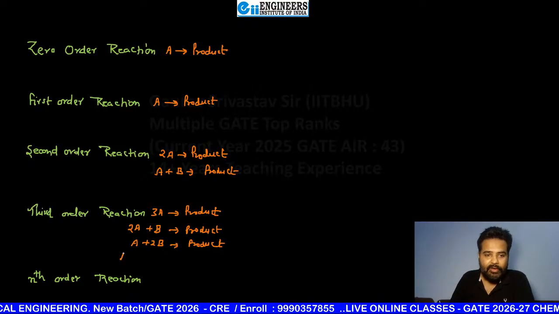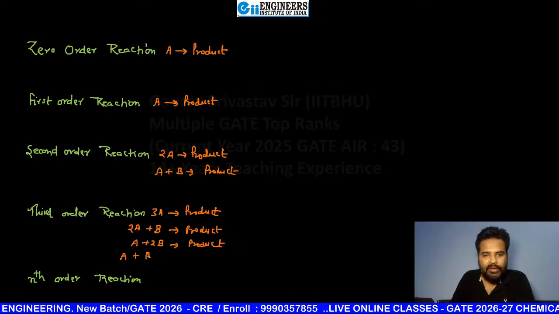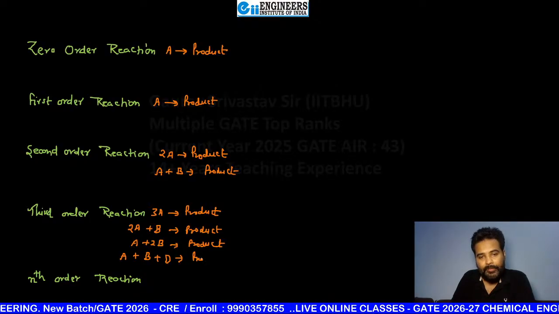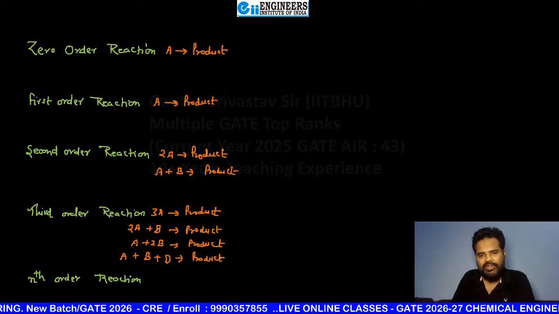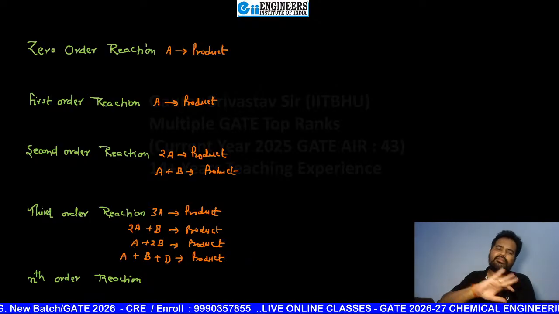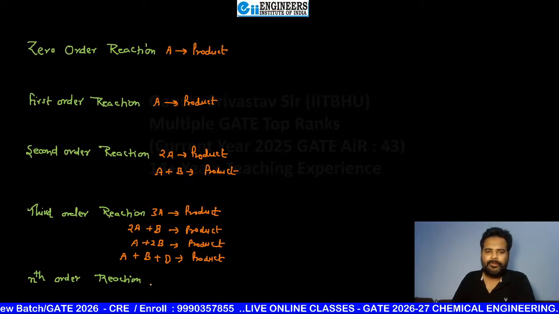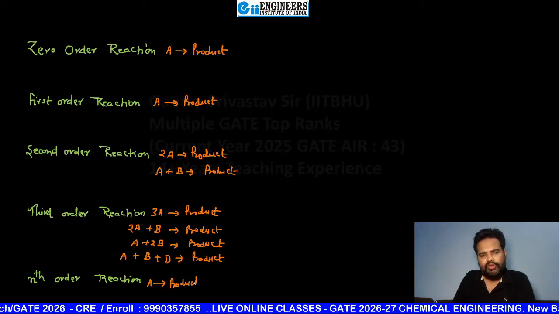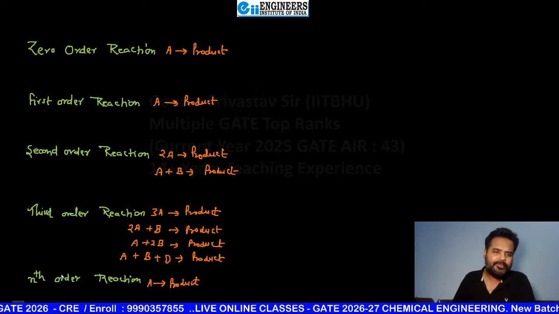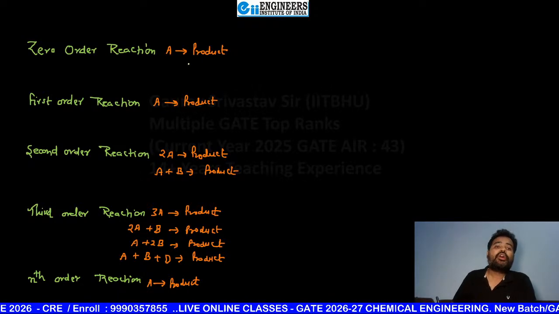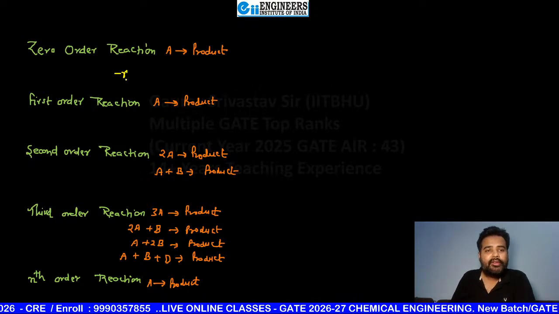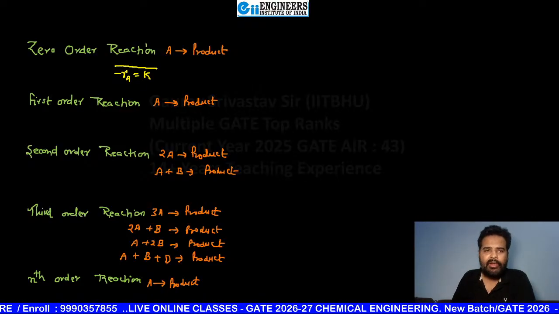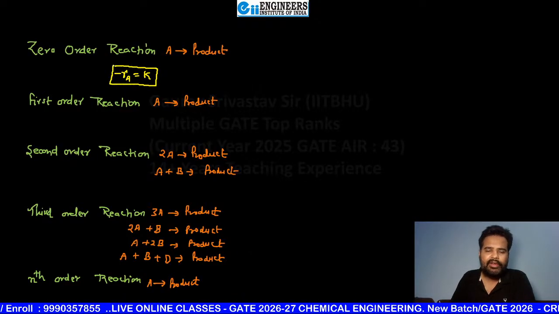One more thing, you can write A plus B plus D forming product. Sir, why are you not writing C for concentration? Just in order to remove confusion. And for nth order reaction, simply A is forming product whose reaction order is nth. Now A is forming product, here the rate equation that we are going to deal with, simply Ra is equal to k. Simple rate expression that we will deal with in a detailed manner.